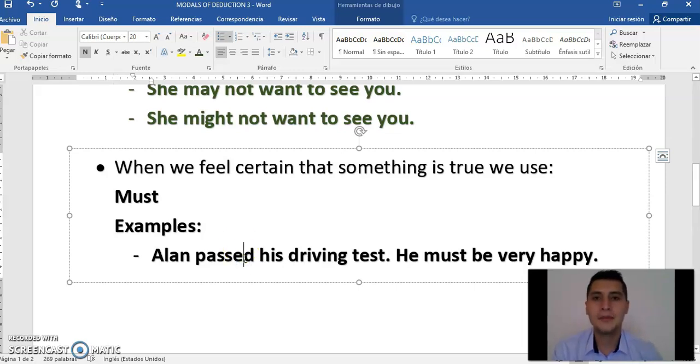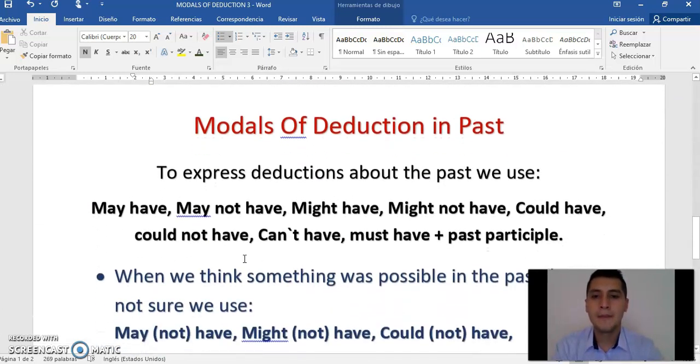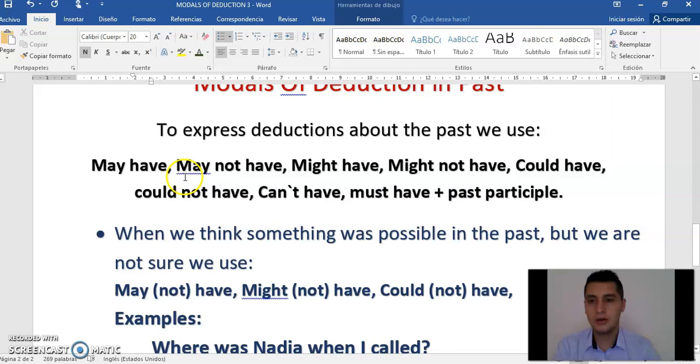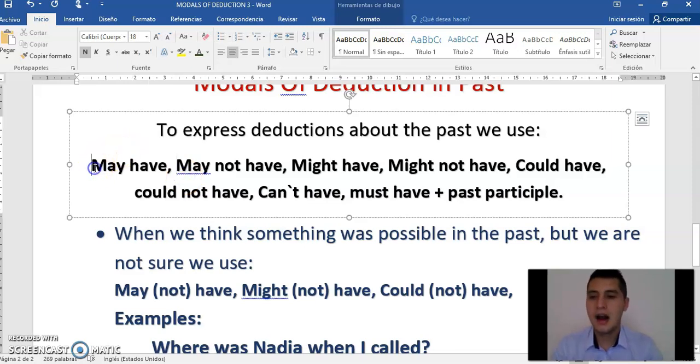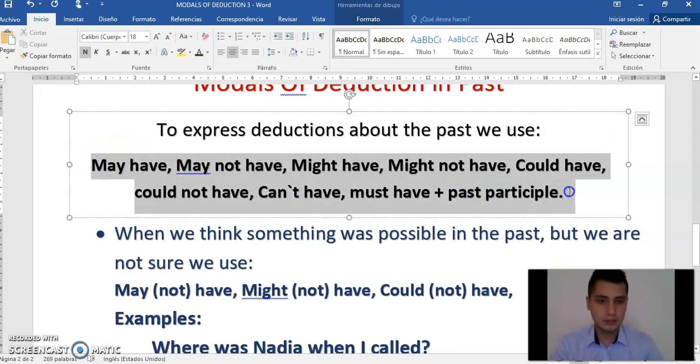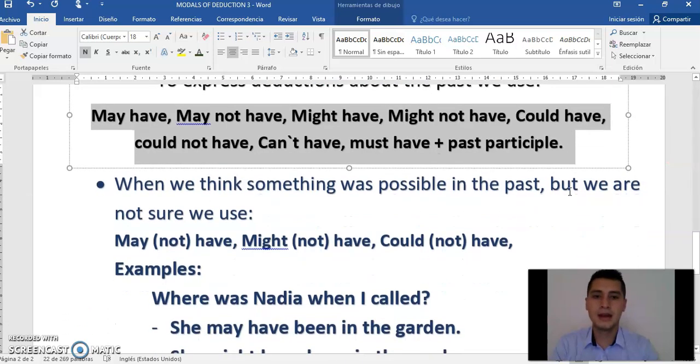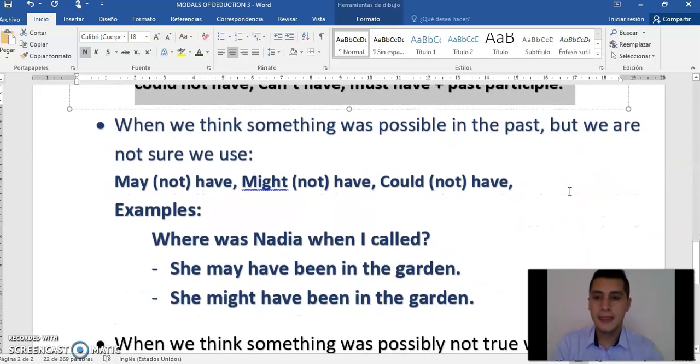And after that, I am going to continue with the explanation about the modals of deduction, but now in the past. For that reason, I am going to mention that to express deductions about the past, we use these words. All these words that you have in here are going to be used in order to express deductions in the past. Also, we have 3 different forms, as in present and future.